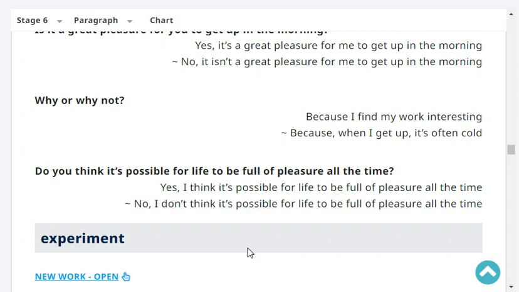Very good. Do you think it's possible for life to be full of pleasure all the time? Yes or no? No, I don't think it's possible for life to be full of pleasure all the time. Very good.